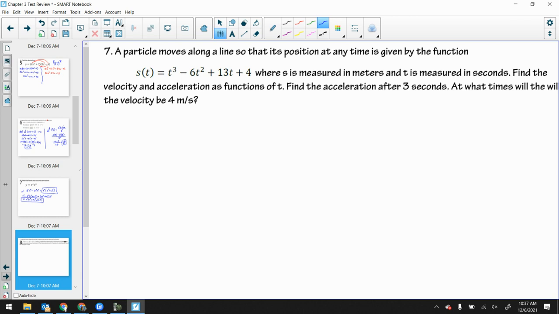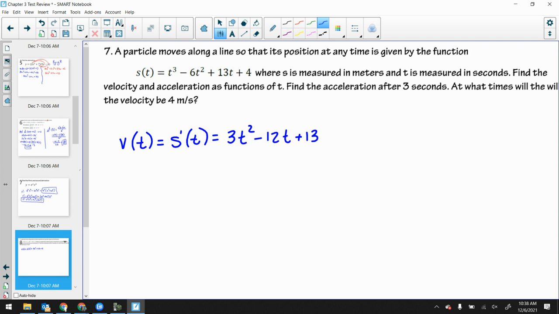What am I really asking you to do when I say find the velocity and acceleration? Yeah, find the first and second derivatives. Find the single derivative and then the double derivative. All right, so let's do that first off. So v of t is the derivative, s prime of t. And then we have 3t squared minus 12t plus 13. Okay, that's the derivative there.